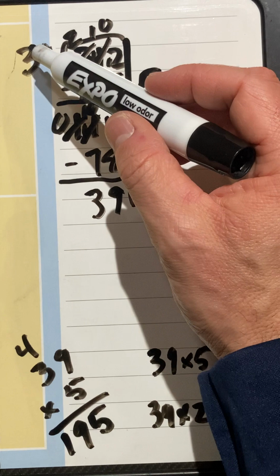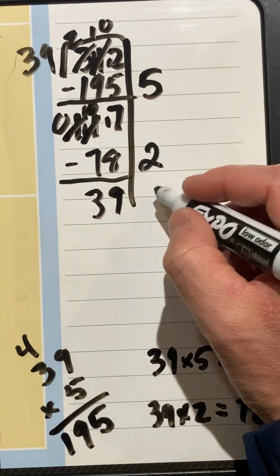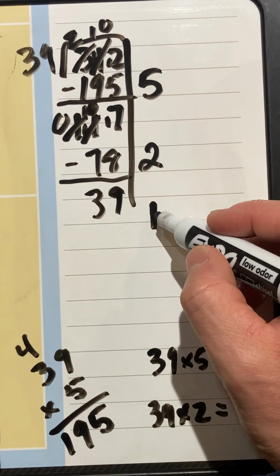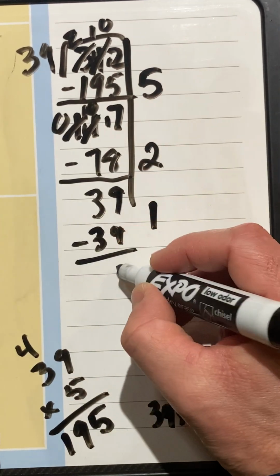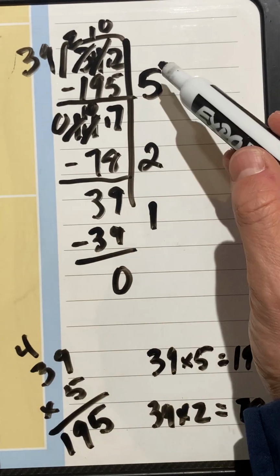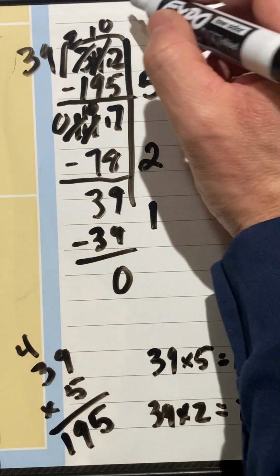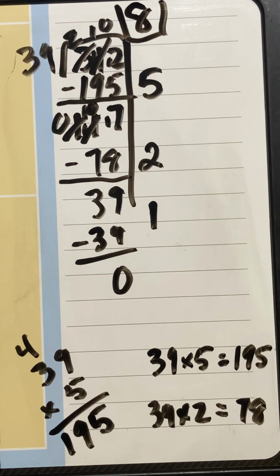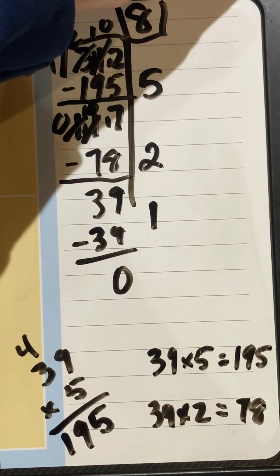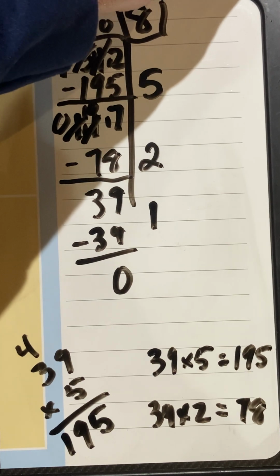I can get 39 from 39. 1 times 39 is 39. So I have 0. 5 plus 2 plus 1 is 8. It's not very easy to see up there. 8 has been a popular answer for this particular sheet here.